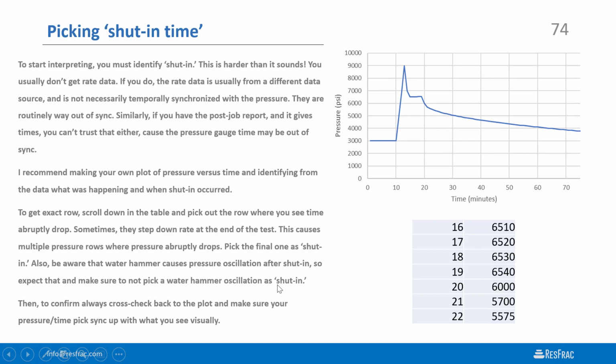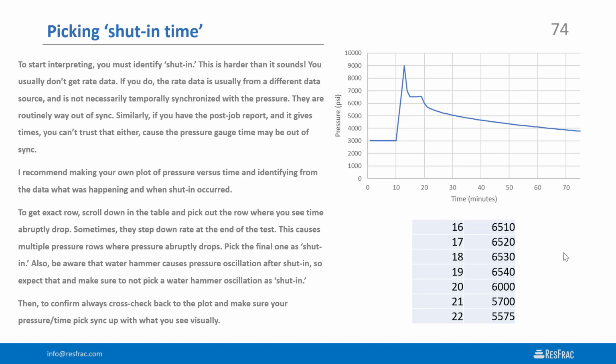Another thing to keep in mind is a lot of the time when you shut in, you see pressure oscillations called a water hammer. And so that can also make it confusing. If you're only looking at the table, pressure might look weird in the 1 second data. You really need to look at the plot to see the overall trend of the data and just manually identify when shut-in occurred. It'd be great if they would just tell you rate versus time and you could just find the place where rate went to 0, but they usually don't.